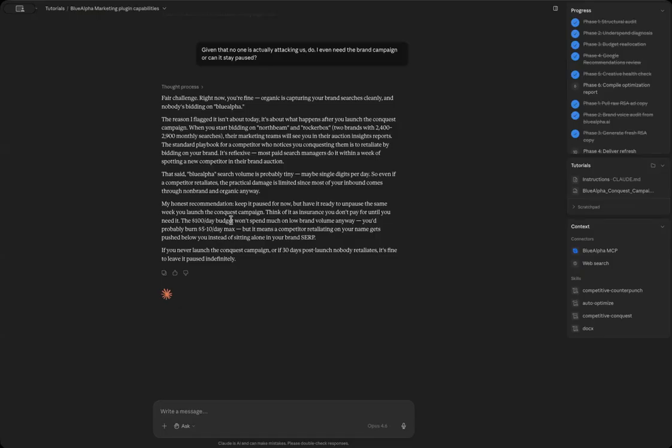And here, my honest recommendation: keep it paused for now, but have it ready to unpause the same week you launch the conquest campaign. Think of it as insurance you don't pay for until you actually need it. The 100-day budget won't spend much on low brand volume anyway. You would probably burn $5 to $10 per day max, but it means a competitor's retaliation on your name gets pushed below you instead of sitting alone in your brand SERP. Okay, that makes sense.